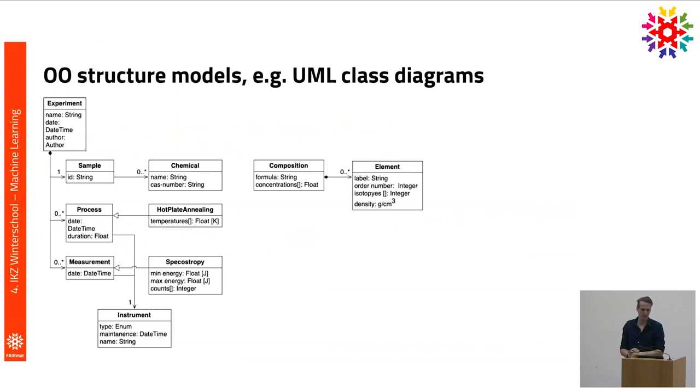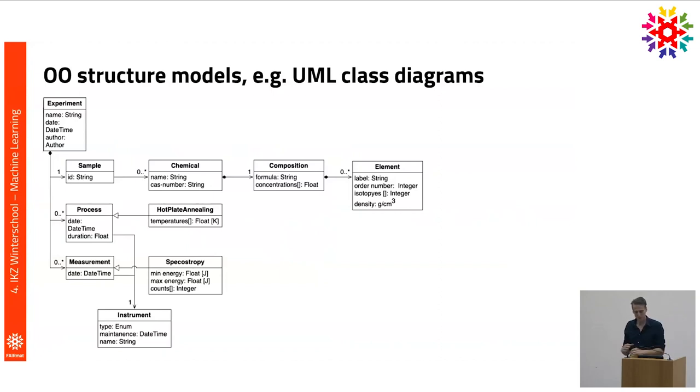Then you expect that there is information about compositions in it, and that for each composition you will find a list of elements, and for each of these elements you might find information about what the element label is, what the atomic number is, what the possible isotopes are, and so on and so forth. Basically the information from a periodic table, for example.